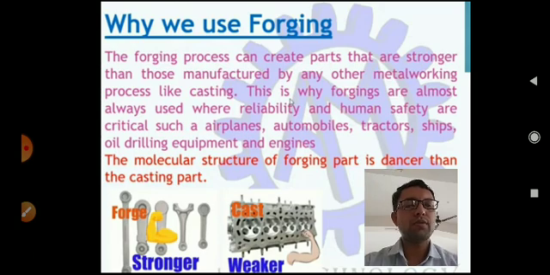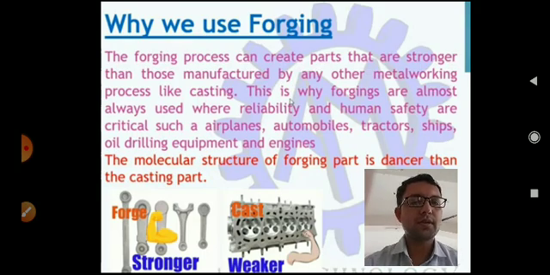So this is why forgings are almost always used where reliability and human safety are critical, such as airplanes, automobiles, tractors, ships, drilling equipment and engines. The molecular structure of forged parts is denser than that of cast parts. Okay. So from today's point of view, we will keep up to this point.